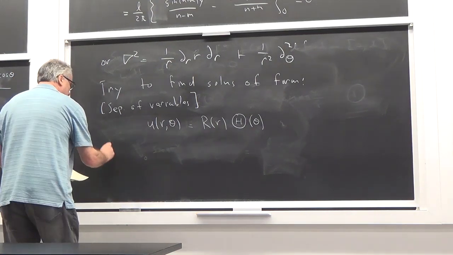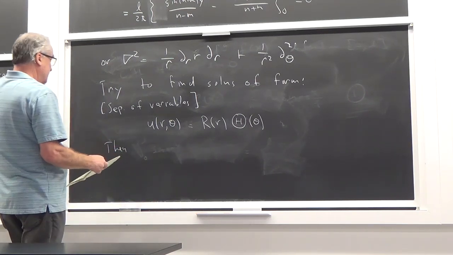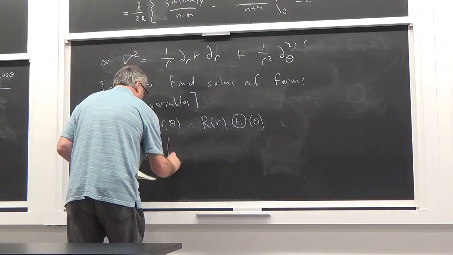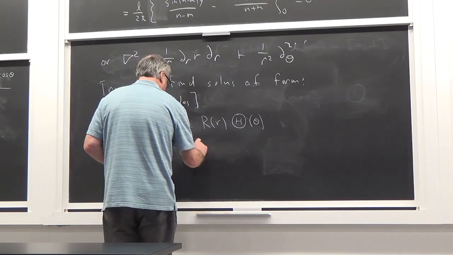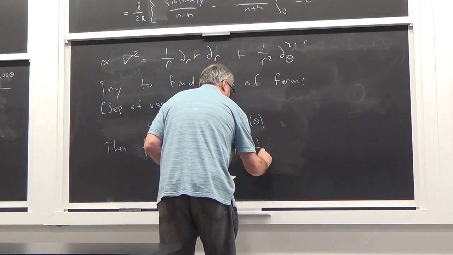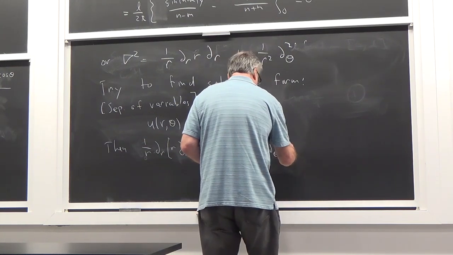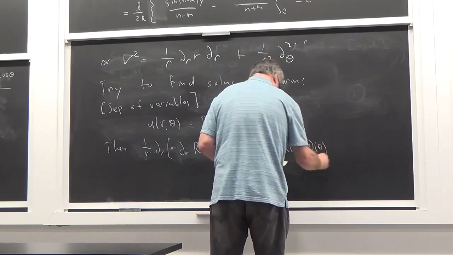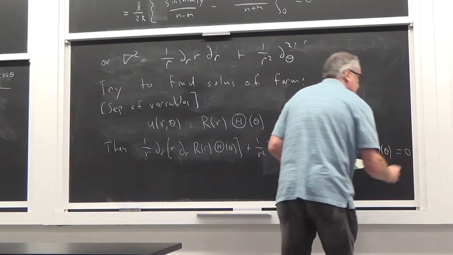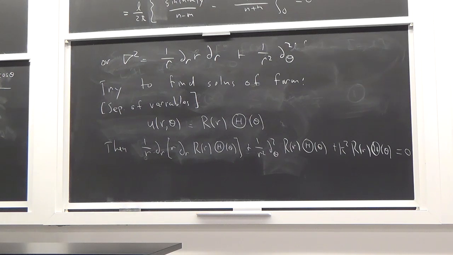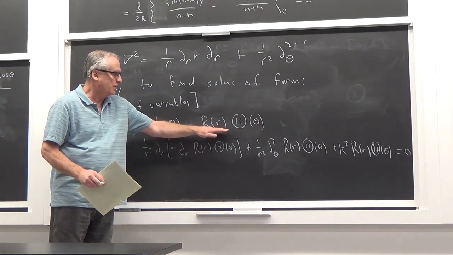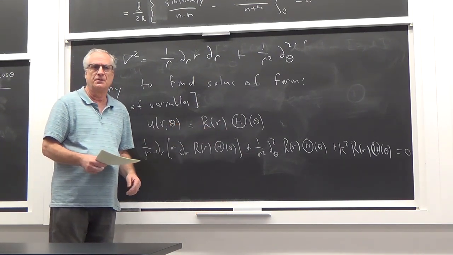And then we see what we get for our derivatives. Our differential equation just gets kind of messy: 1 over r d by dr of r d by dr of R of r Theta of theta. So that's the r dependent term, plus 1 over r squared d squared by d theta squared of R of r Theta of theta, plus k squared R of r Theta of theta is equal to 0. So I've rewritten the Helmholtz equation in polar coordinates with separation of variables. The idea is if we can find a solution to this, then by linearity we can take arbitrary linear combinations of solutions of this form to make general solutions that may not be in the form that was separated.